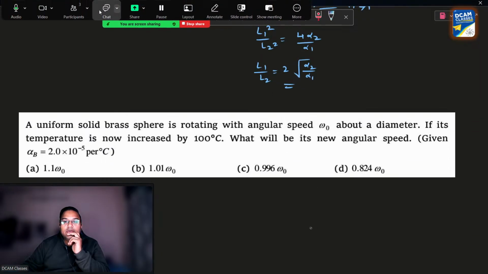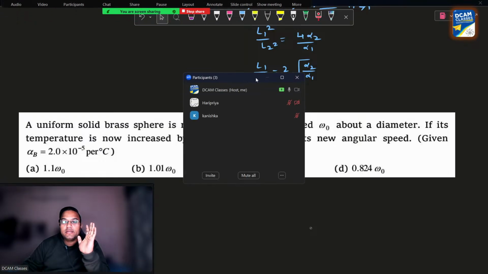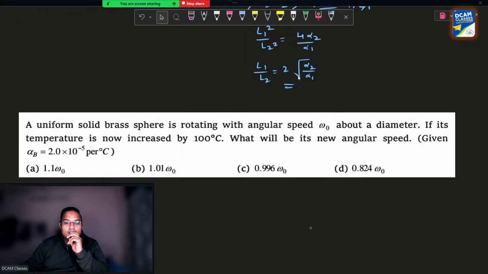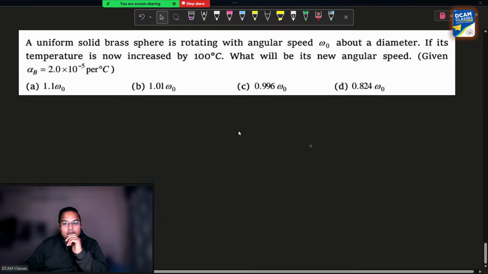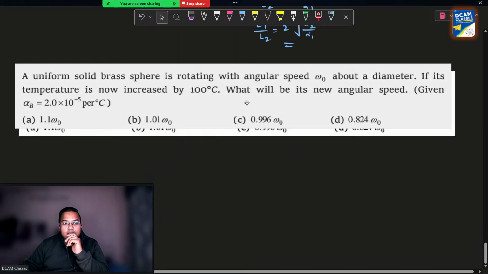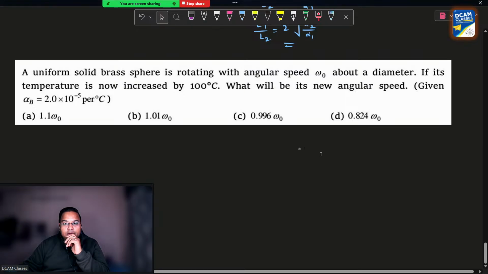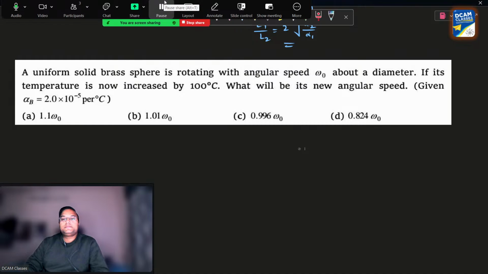Kanishka, what about you? Do you have a doubt or not? It's okay? Everything fine? Yes, sir. Okay. Because you are not saying something, I thought you were having a doubt or not.